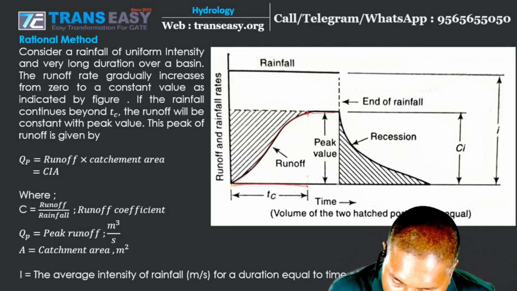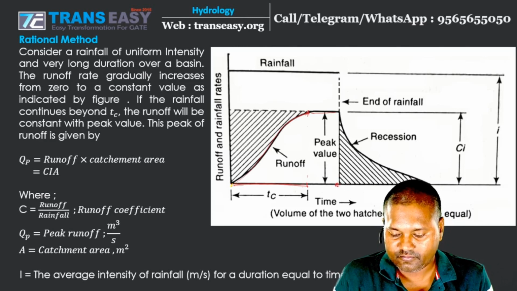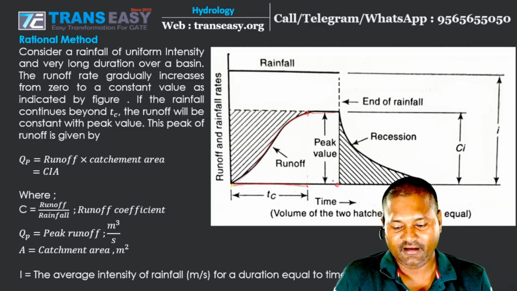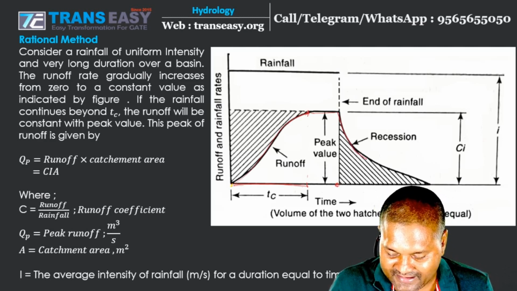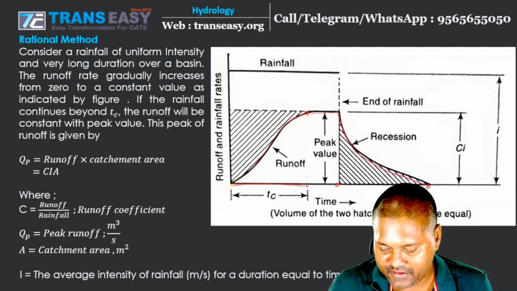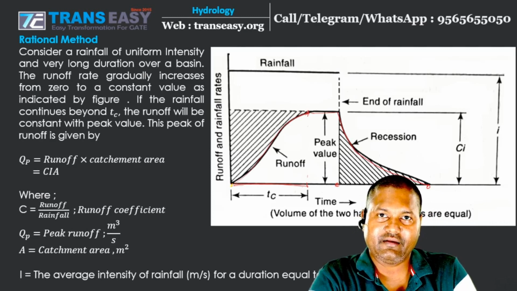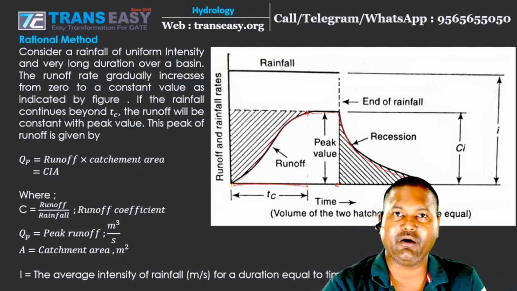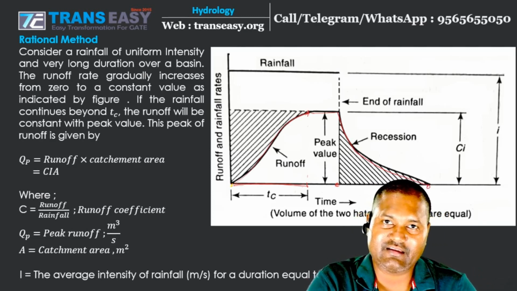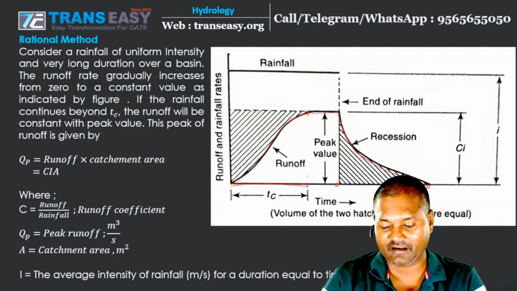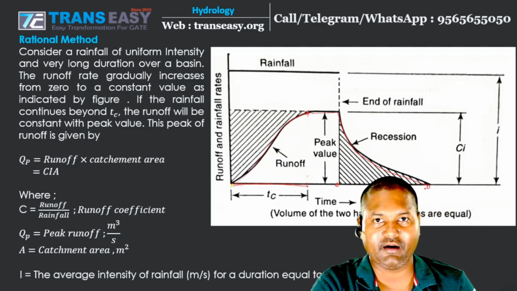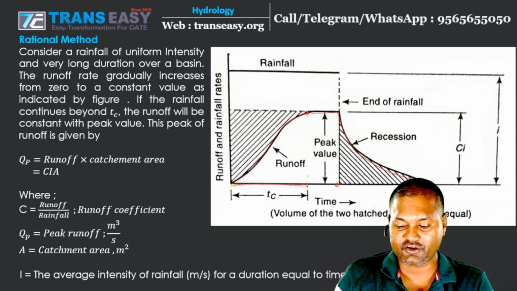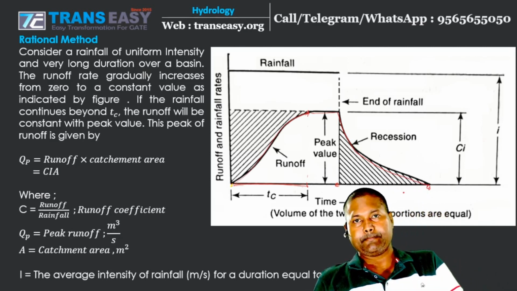Now rainfall ends here. Dear students, runoff starts decreasing and again it becomes zero. Actually, we are talking about surface runoff or excess runoff. We are not considering the contribution of groundwater as base flow. It will become zero. Done.